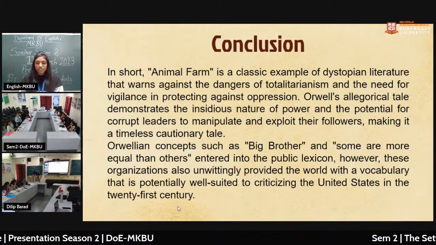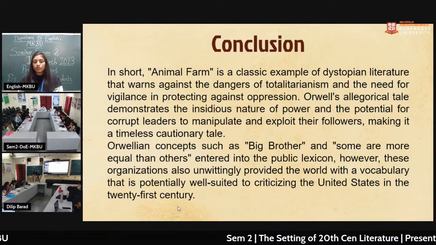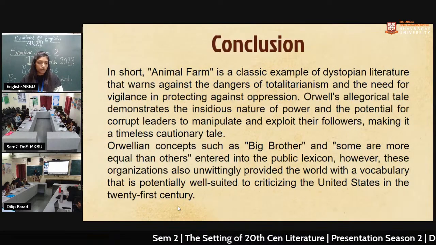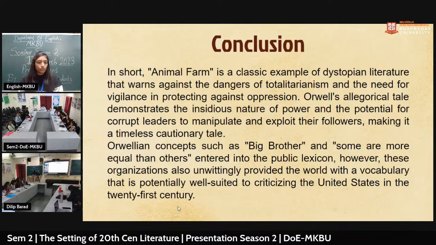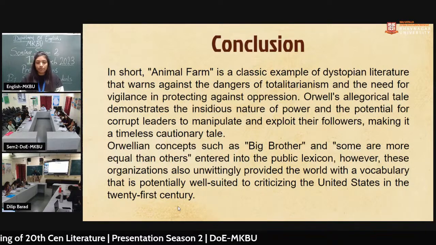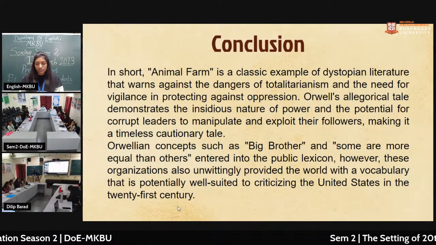Orwellian concepts such as Big Brother and "some are more equal than others" enter into the public lexicon. However, this organization also unwittingly provides the world with a vocabulary that is potentially well suited to criticizing the United States in the 21st century.